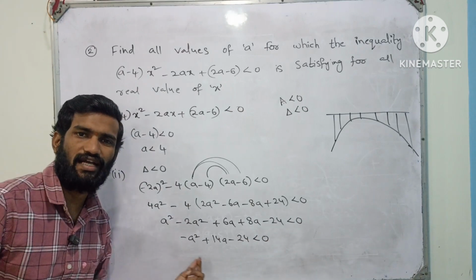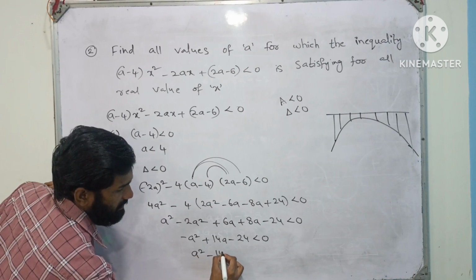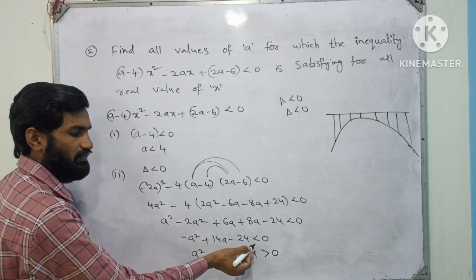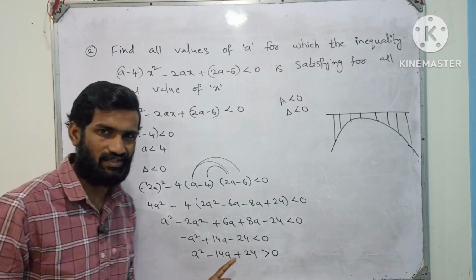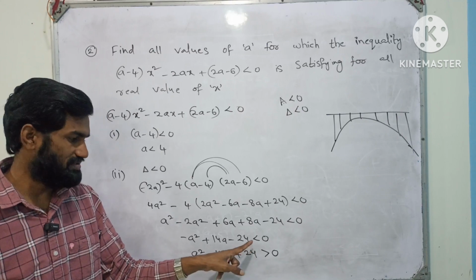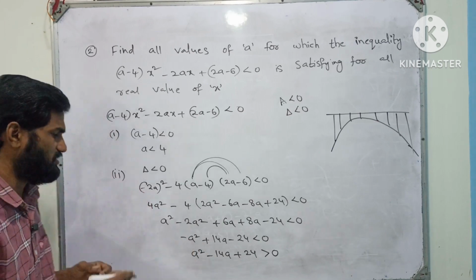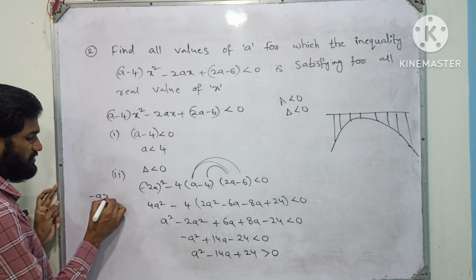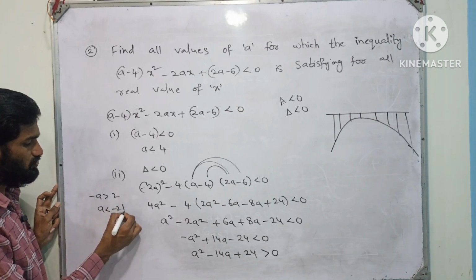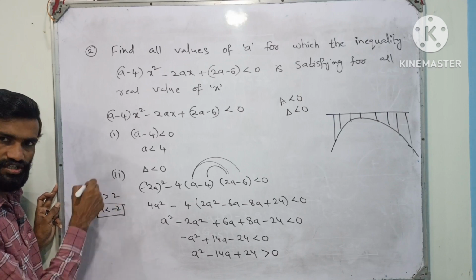Now for a square we have negative, so it's better to multiply with negative. If I multiply with negative, we will get a square minus 14a plus 24 greater than 0. The inequality will be reversed if I multiply with minus. If it is greater than 0 and you multiply with negative, you will get less than 0. If it is less than 0 and you multiply with negative, you will get greater than 0. Okay, you need to know this one. For example, minus a is greater than 2. If I multiply with minus, we will get a is less than minus 2. I need to multiply both sides with minus and change the inequality.